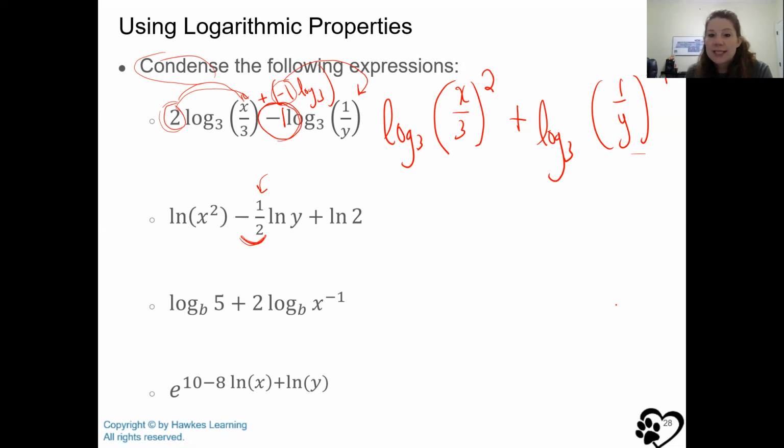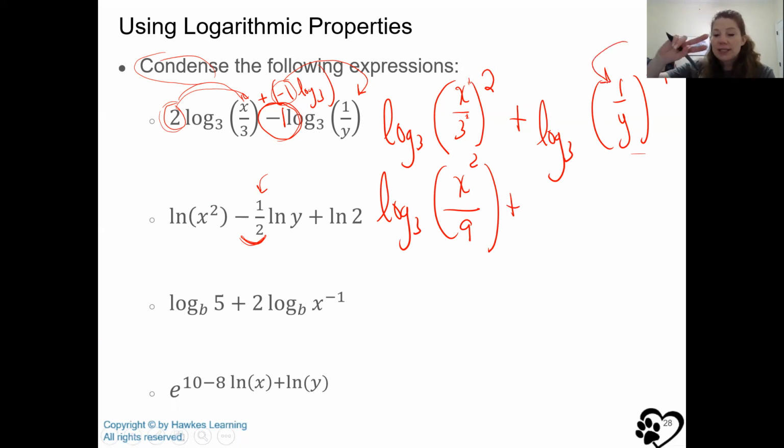So what can we do with this now? Well, we can square x over 3 squared. So what is x times x? X squared. And what is 3 squared? Remember, you multiply every exponent by 2. So 3 squared is 9. Plus, now what does a negative exponent do to everything in here? Well, it's going to flip it. So we're going to write plus log base 3 of y.